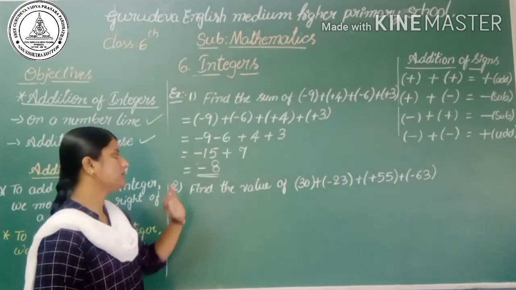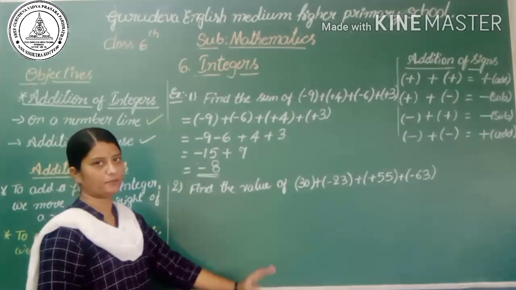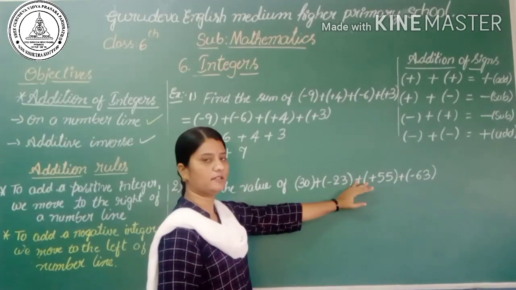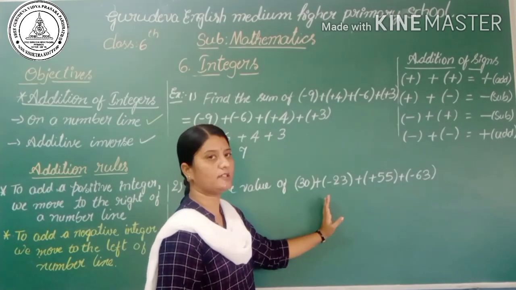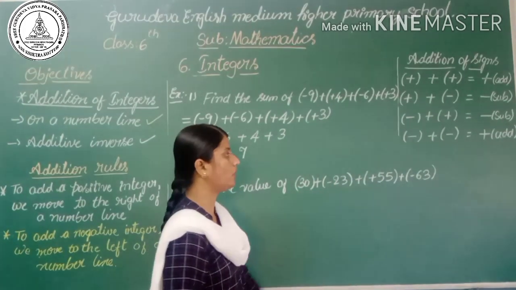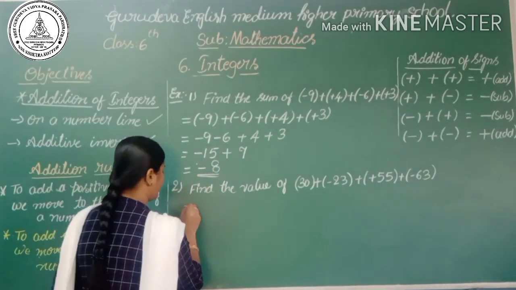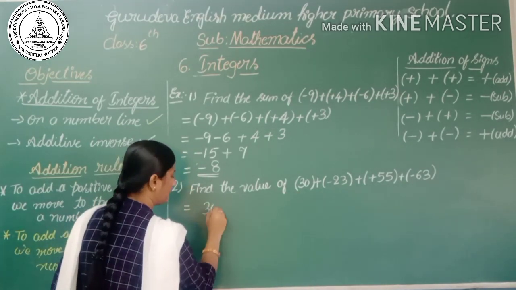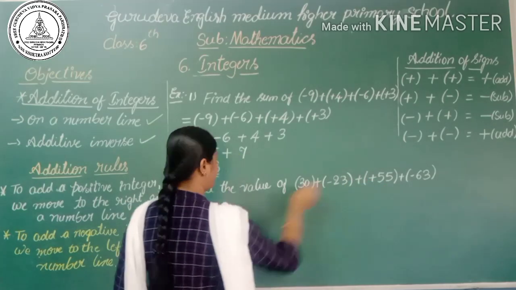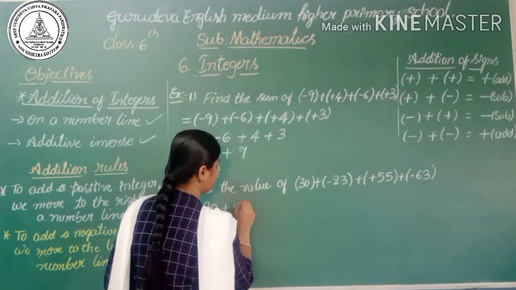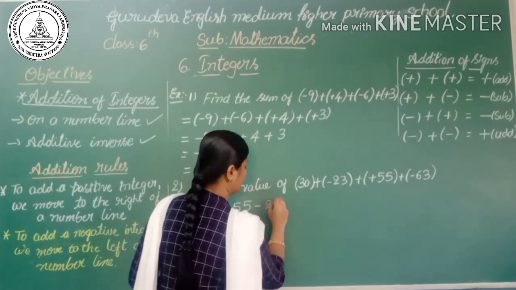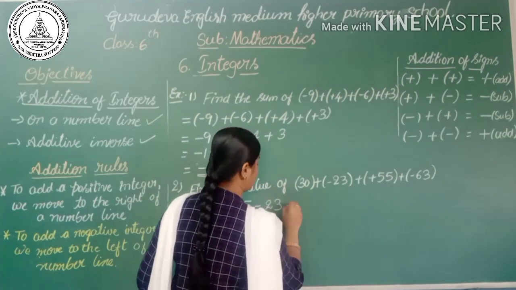Similarly, we have to do the second problem. First, we have to rearrange the integers so that negative integers and positive integers are grouped. First, I will take the positive integer 30, then plus 55, then minus 23, then minus 63.